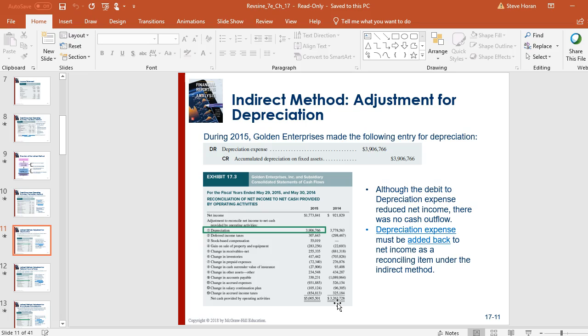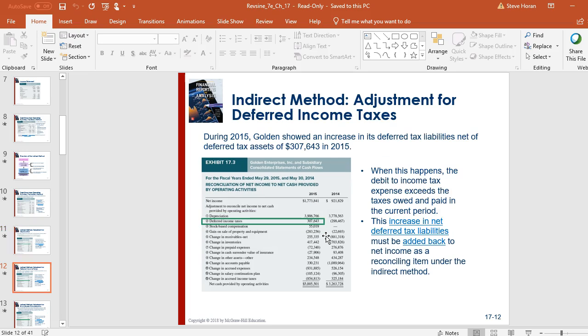And one of the very first ones, of course, is the depreciation and amortization. It's a non-cash expense. So net income up here has been lowered by this amount of depreciation, so we need to add it back. So it's a positive here because without that, net income would have been higher.